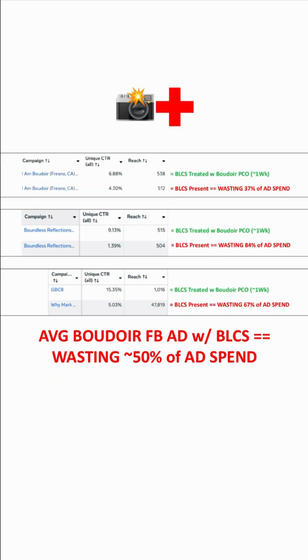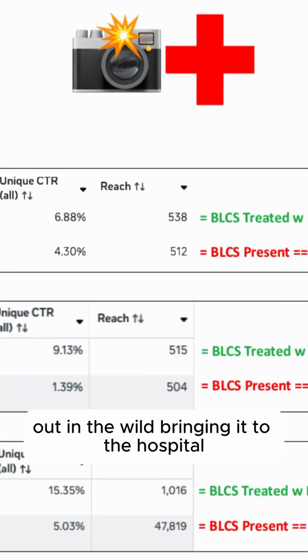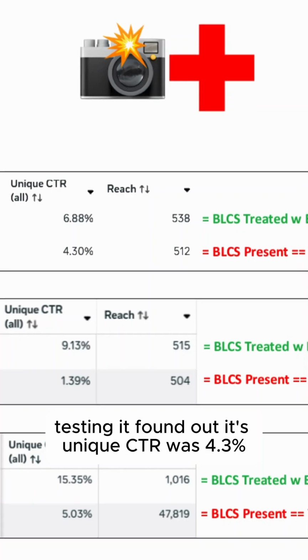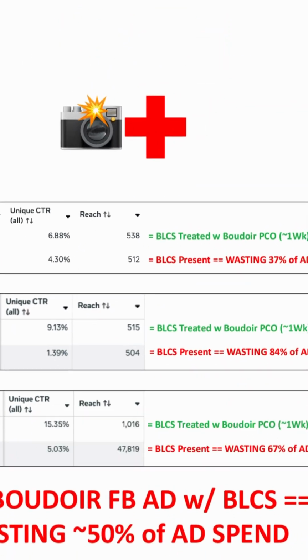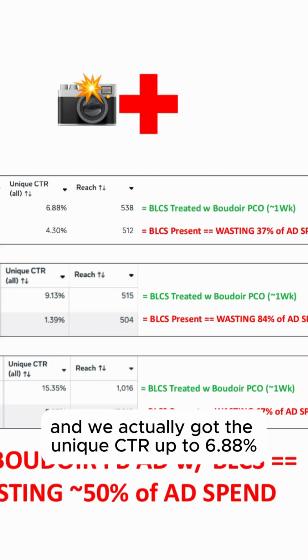So from my residency, the first part was finding a boudoir Facebook ad out in the wild, bringing it to the hospital, testing it, and finding out its unique CTR was 4.3%, and then applying the treatment, Boudoir PCO. So we did apply Boudoir PCO. It took about a week, and we actually got the unique CTR up to 6.88%.